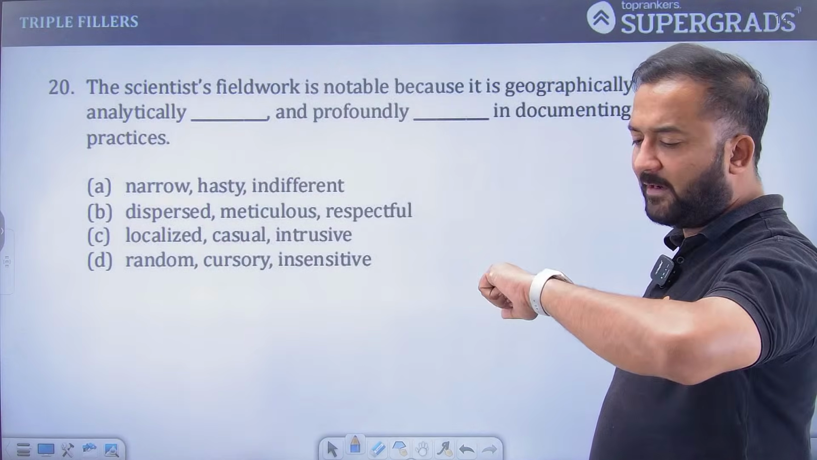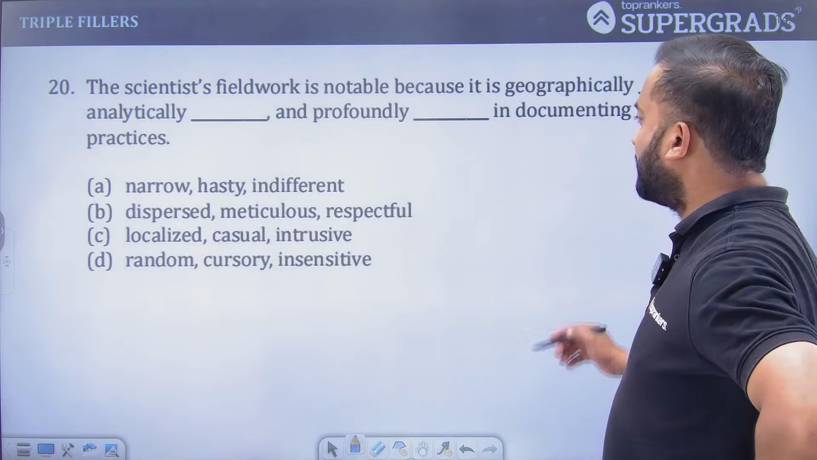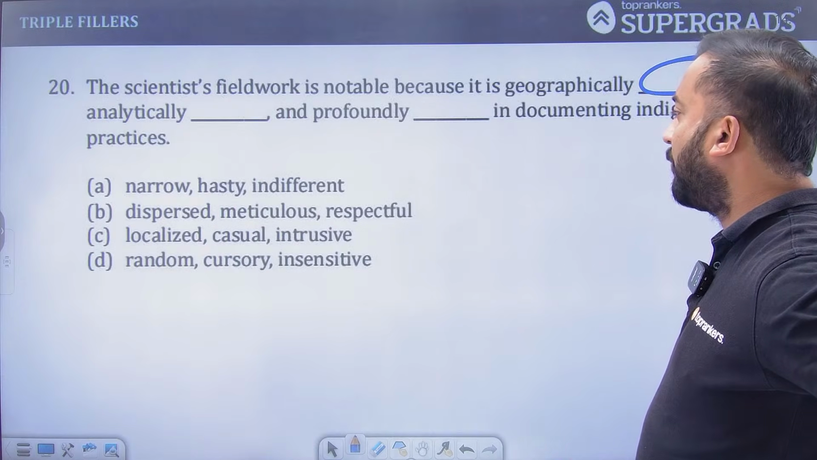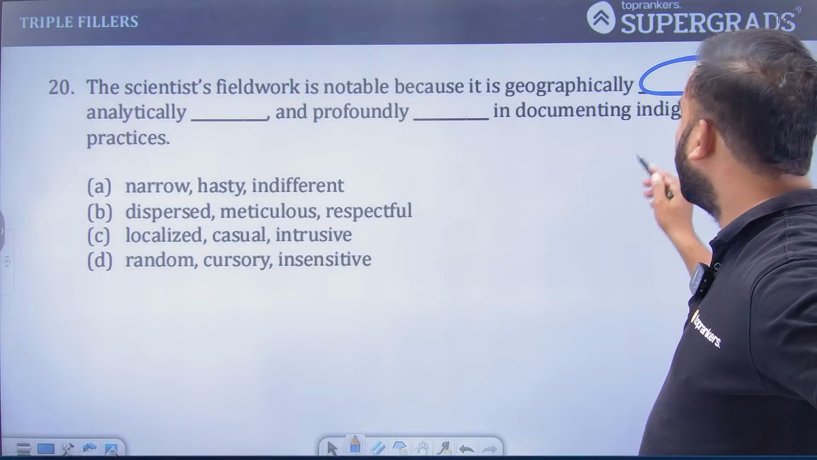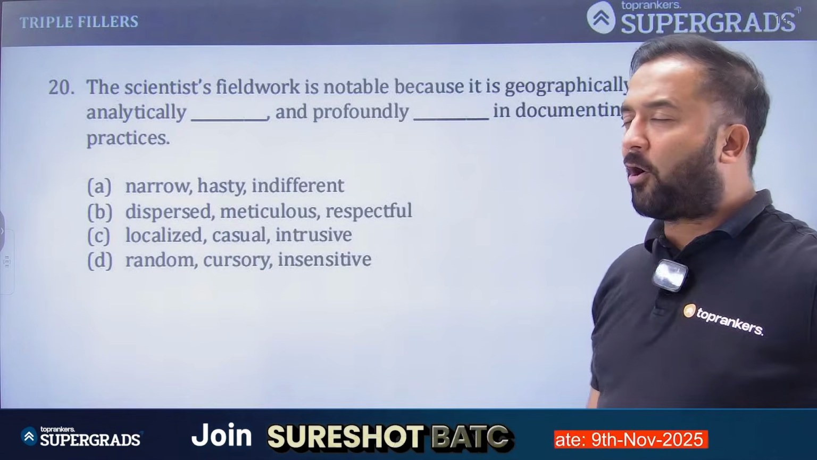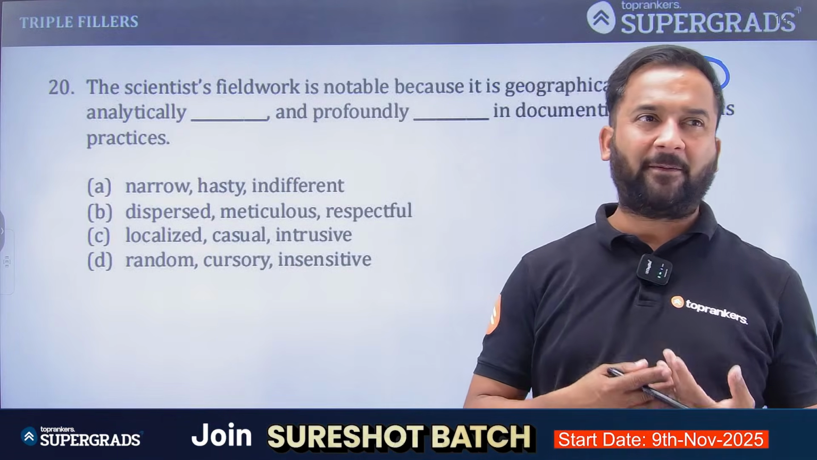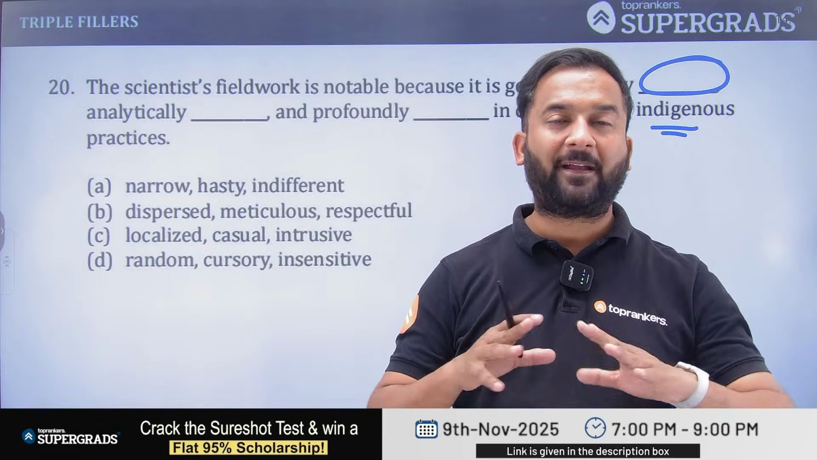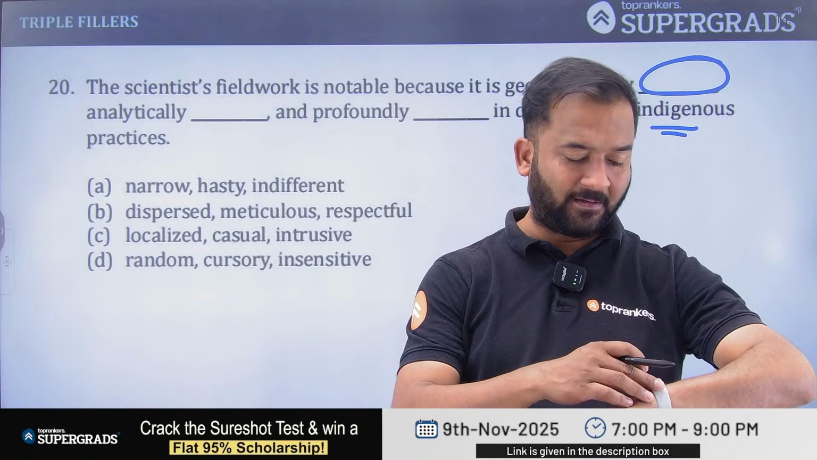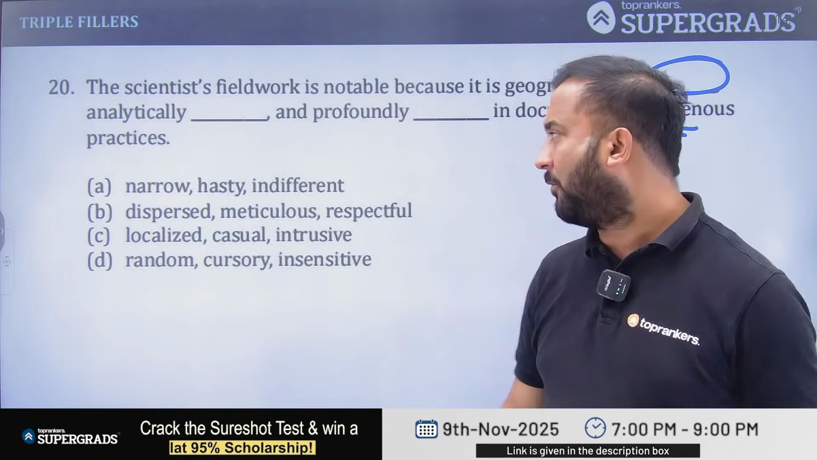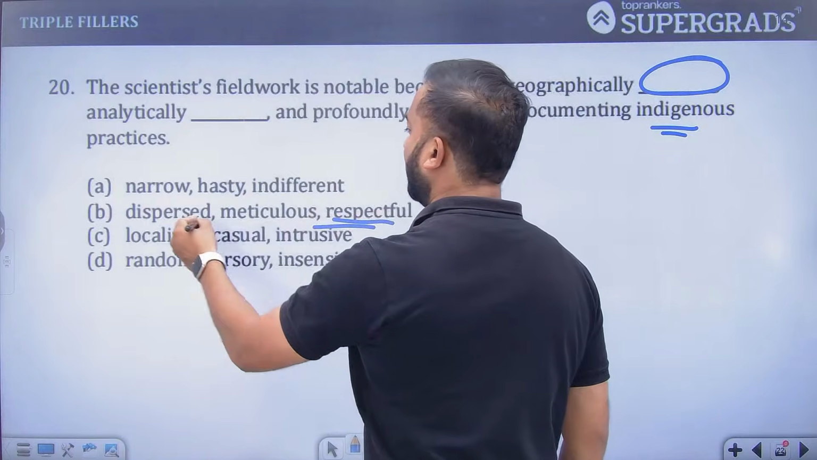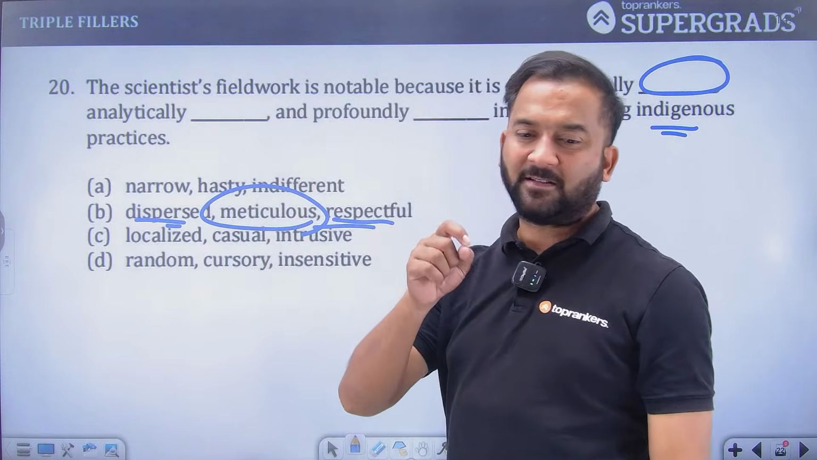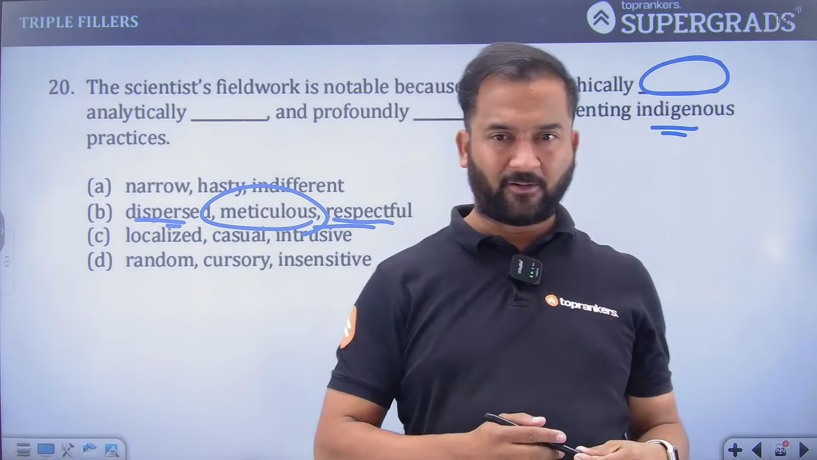The scientist's fieldwork is notable because it is geographically dash, analytically dash, and profoundly dash in documenting indigenous practices. So when you are documenting indigenous practices, आप tribes के बारे में कुछ document करते हो, कुछ बना रहे हो, series बना रहे हो, so you have to respect them. You have to respect them. It cannot just be like कि उनसे आप mistreatment कर रहे हो. So respectful would be a correct word. Dispersed and very meticulous, analytically meticulous. That means having that great eye for attention.